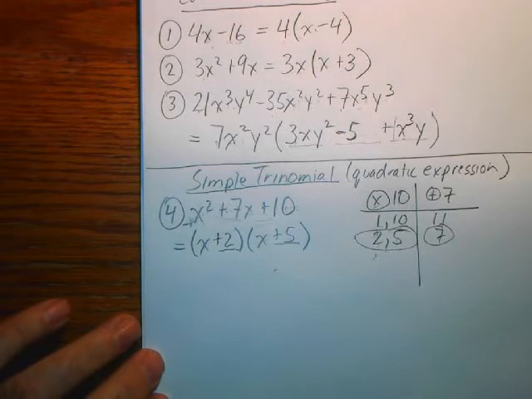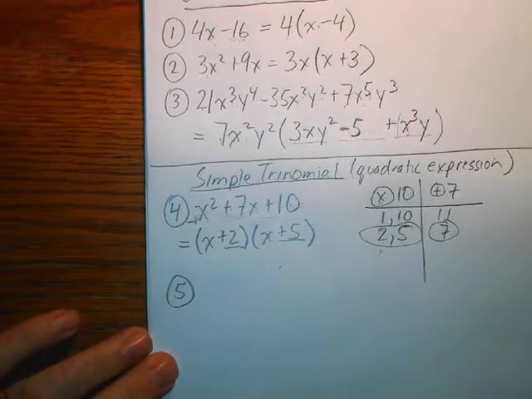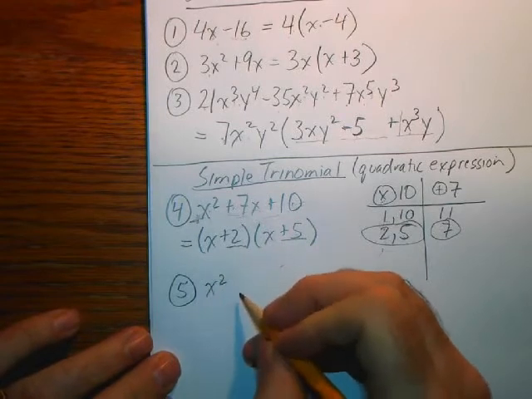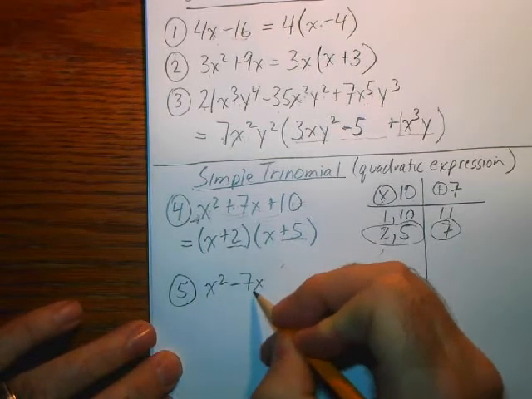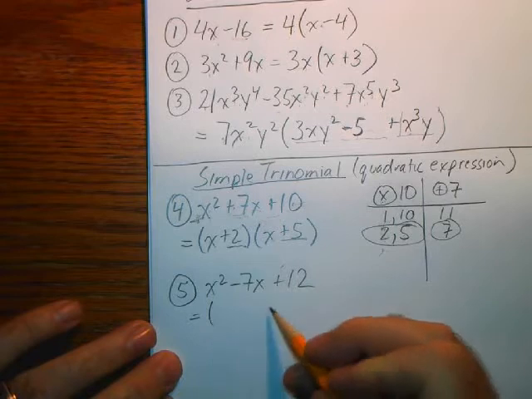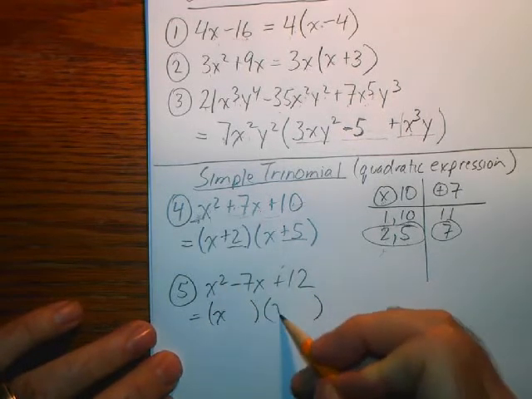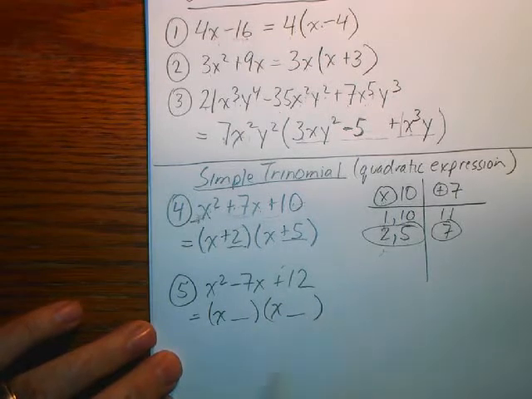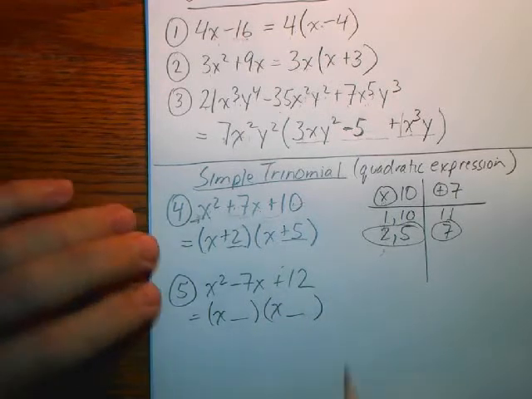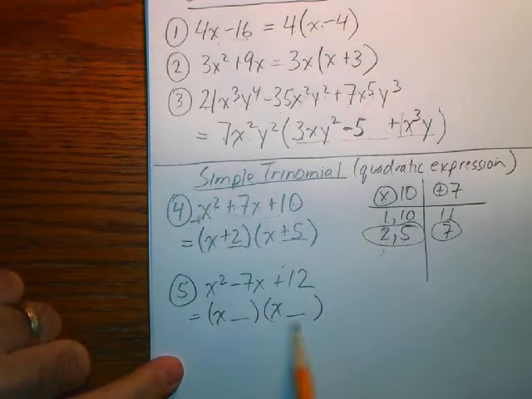Okay, so next example, we've got x squared minus 7x plus 12. Again, this is a simple trinomial. So I know if this is factorable, I will have factors that look like this, and it's a matter of finding the two numbers that go there. I like doing it this way because you also feel like you've accomplished something. It feels like you've got half the work done when you really haven't had to do anything.